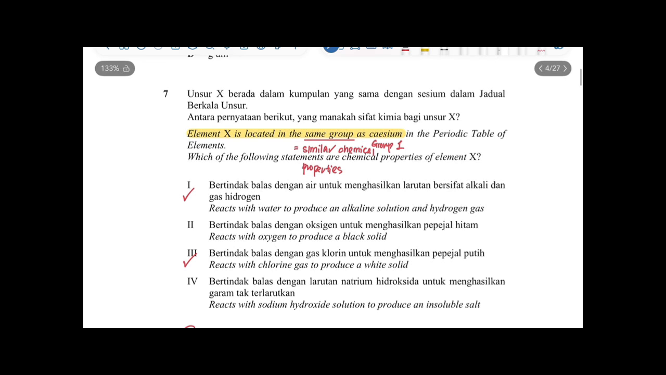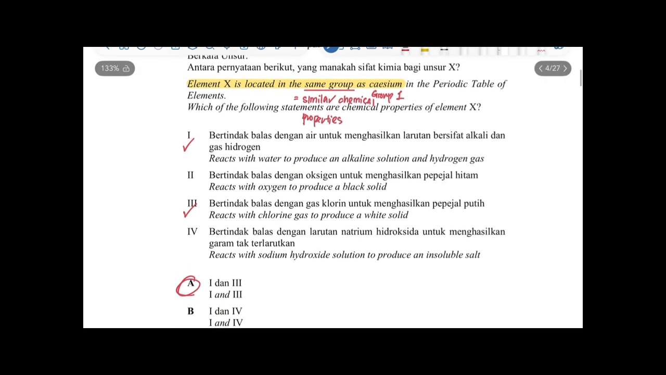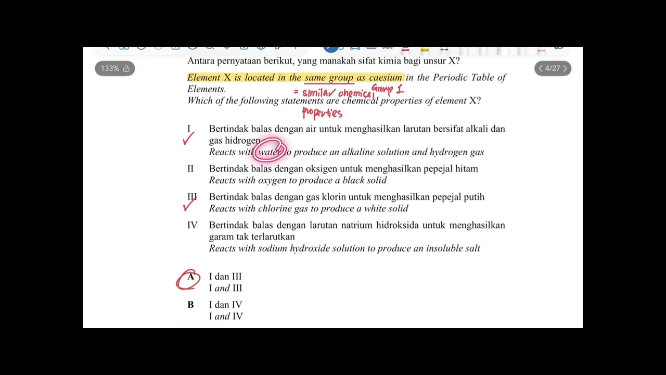Okay. Question 7. Element X is located in the same group as calcium in the periodic table of elements. So calcium is actually found in group 1. It is a group 1 metal. Same group means that element X shares similar chemical properties with calcium. So we know that group 1 elements can react with water to produce an alkaline solution and hydrogen gas. And they can also react with chlorine gas to produce a white solid.